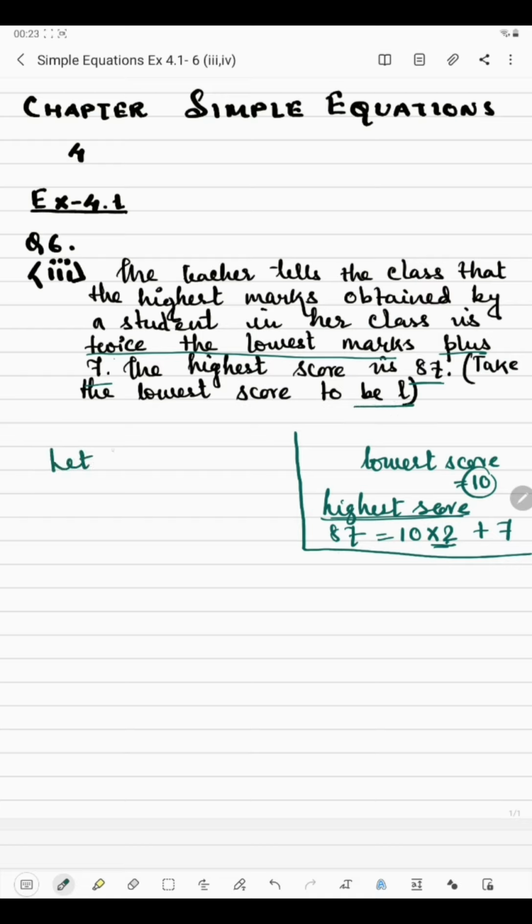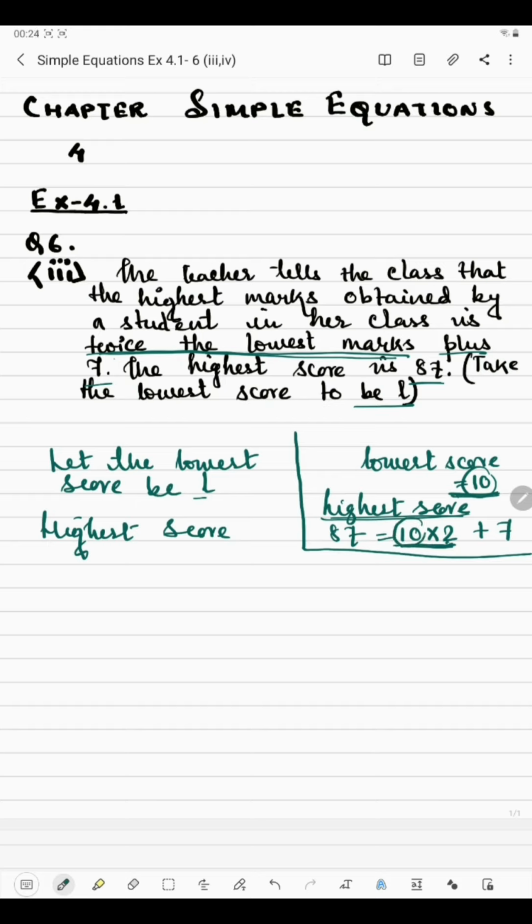So we'll consider the lowest score to be L. Here we have considered the lowest score to be 10, and here we have considered the lowest score to be L. Now what will be the highest score? The highest score is twice the lowest marks. Twice means double the lowest marks. So it is 10 multiplied by 2. Now in place of 10 we have L, because we have considered L as the lowest score. So it will be 2 multiplied by L, right? And then it is said that plus 7.